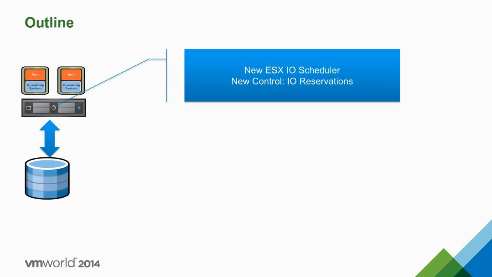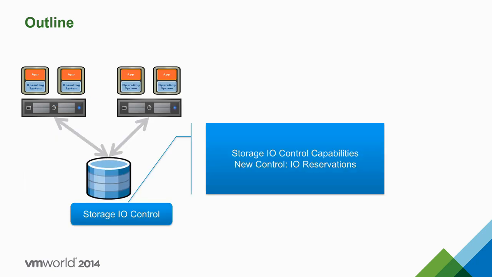So what we're going to do today, we're going to start from the bottom up. We're going to start with the ESX scheduler. And since many of you have already deployed ESX 5.5, I thought I would start with the new I/O scheduler in ESX 5.5. Then we're going to talk about the new control in the new I/O scheduler, which is the I/O reservations. Next, we're going to look at storage I/O control, how the ESX scheduler comes together to provide performance features in terms of controlling the congestion in the environment. Next, we're going to talk about the new control in storage I/O control, which is the I/O reservations.